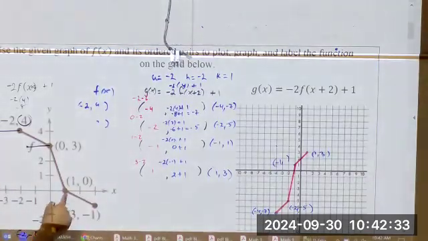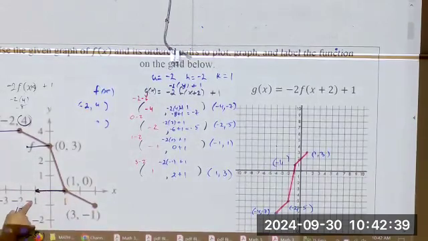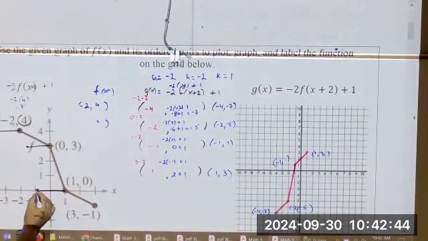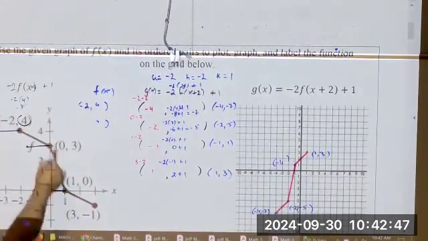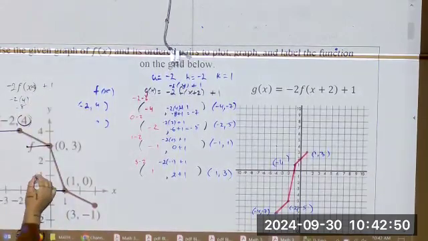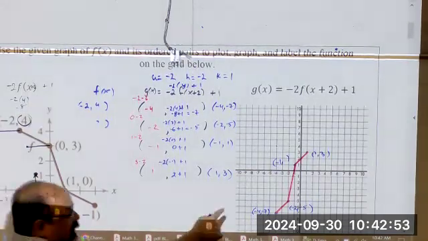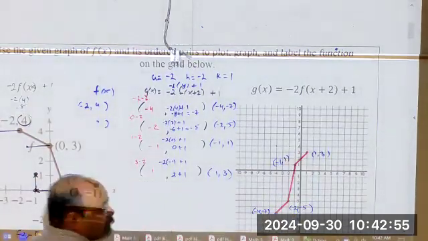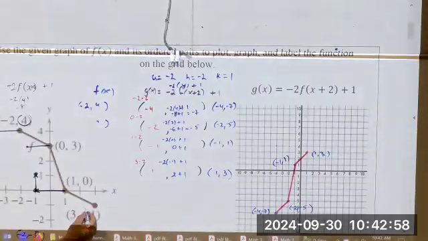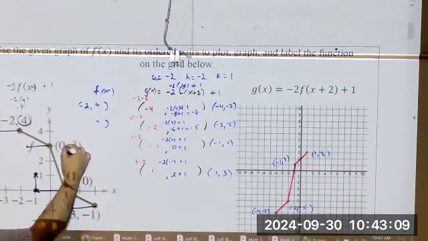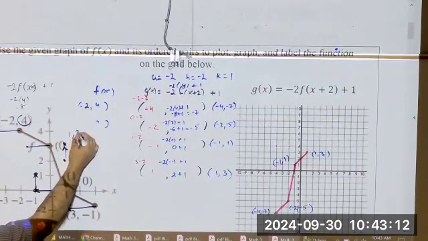This 0, 1 got shifted to the left 2. So we're at -1. It got multiplied by -2. 0 times -2 is still 0, but then we add 1, so it got shifted up 1. So it ended up right here, which is at -1, 1. And then this one got shifted to the left, so now it's at 1. Multiply this times -2. -2 times -1 is now up here at +2. And then it got shifted up 1 more to 1, 3.